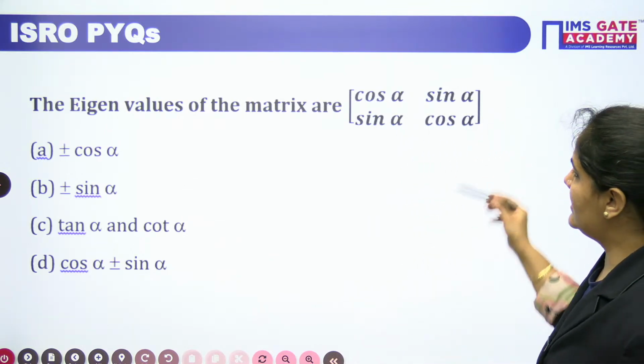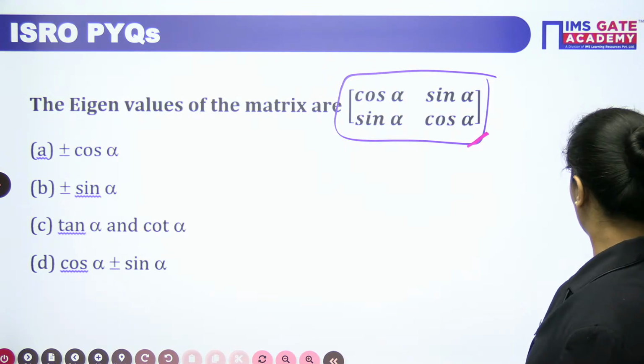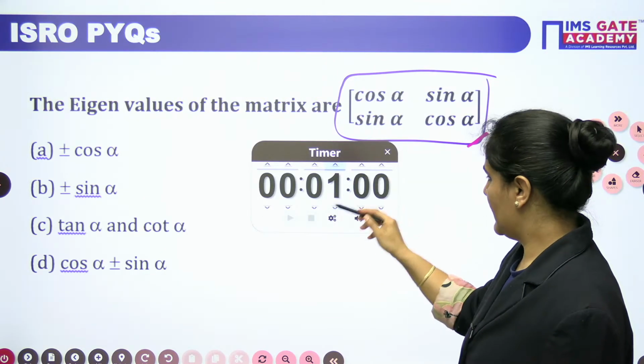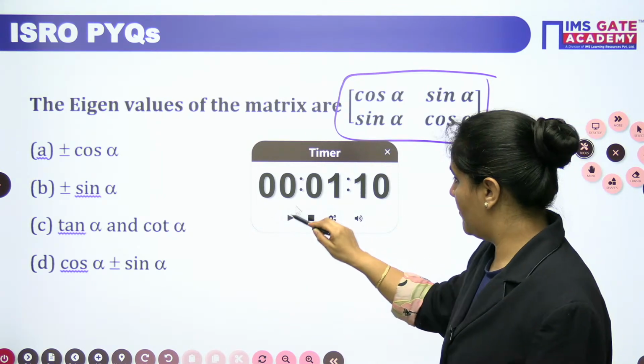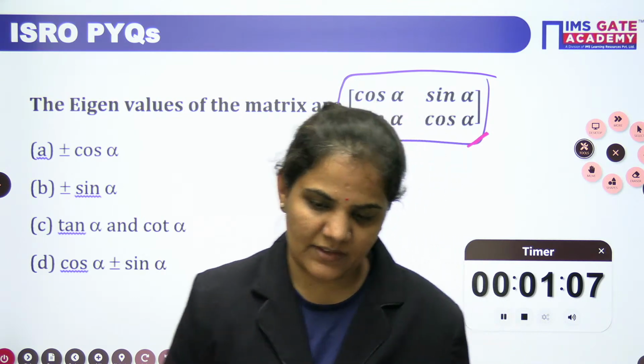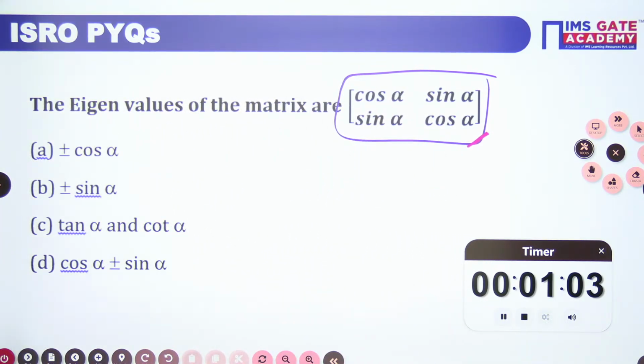So the question is eigenvalues of the matrix. We need to identify the eigenvalues. Bachcho, just go for it. I am giving you the time, which is actually more than enough. You can try. This is literally very simple.